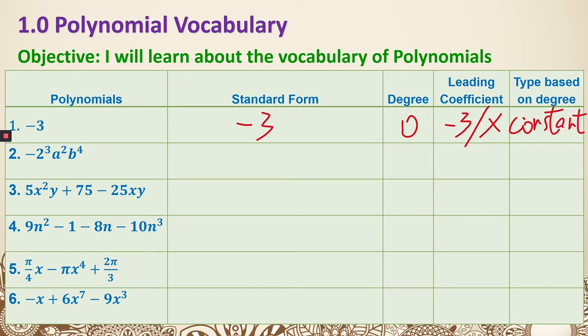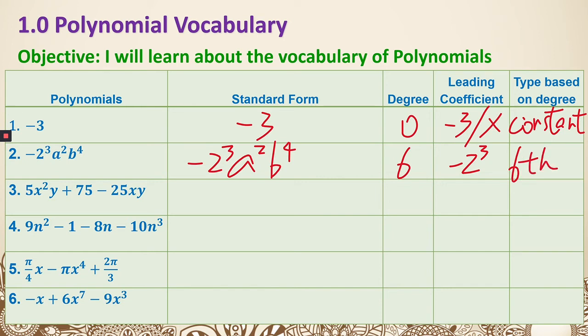Next, -2 cubed a squared b to the 4th. That is already by itself, so it's -2 cubed a squared b to the 4th. Make sure the coefficient is in the front. As for the degree, we do need to add up the 2 and the 4, that gives you 6. Leading coefficient, that is this number in front, so -2 cubed. As for the type based on degree, that's a 6th degree monomial.